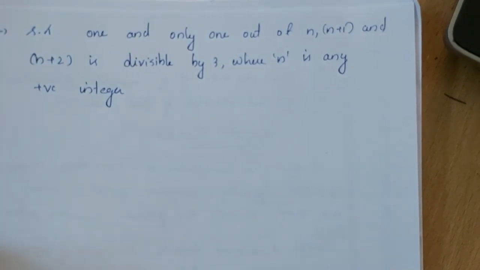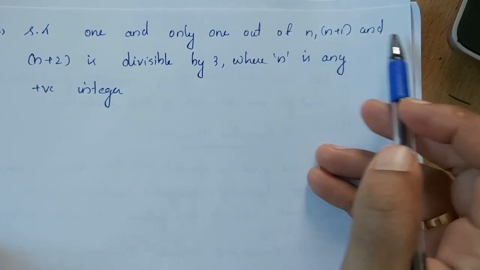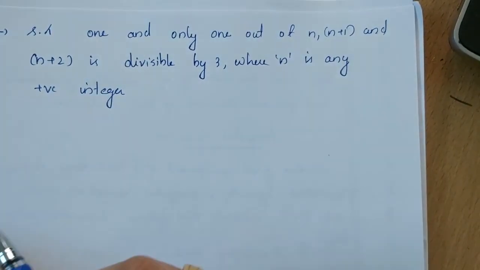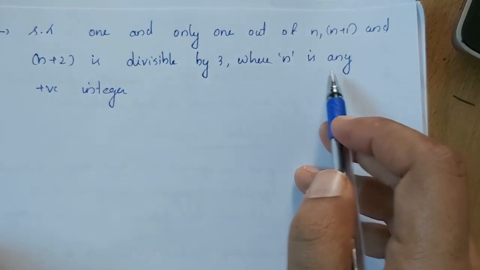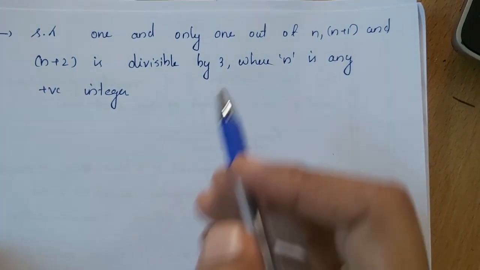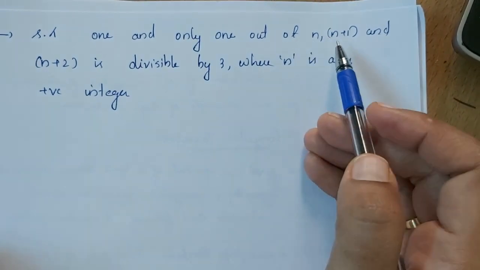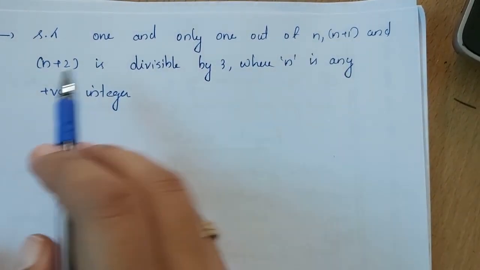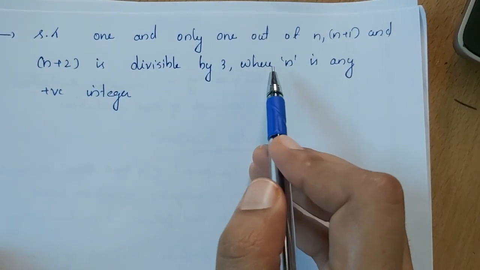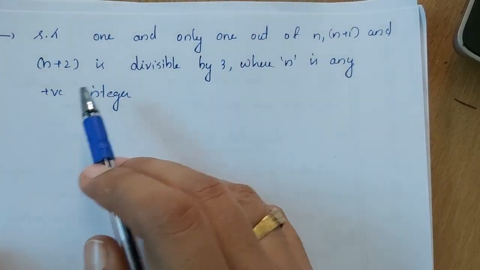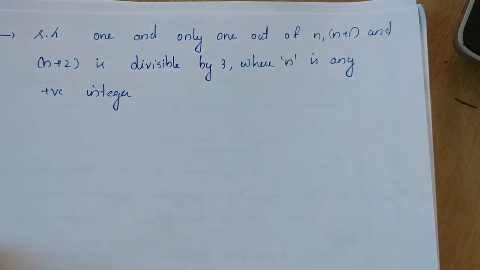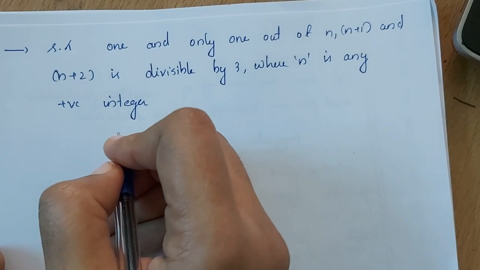Show that one and only one out of n, n plus 1 and n plus 2 is divisible by 3, where n is any positive integer. You have to show that one and only one out of these is divisible by 3, where n is any positive integer. Okay, let's go to the solution.